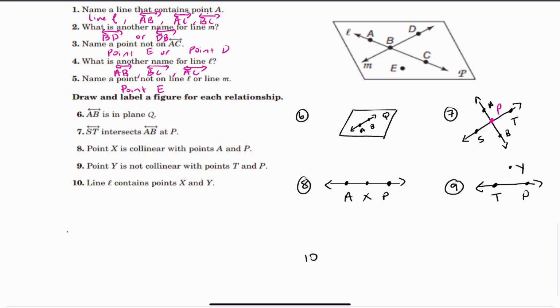Lastly, number 10, line L contains points X and Y. So this is pretty straightforward. All I have to do is draw a line like so, and then here are my points X and Y. Sorry, I need to make that a capital letter. Then I'm going to put a lowercase letter L next to the drawing. And that's what it looks like for number 10.